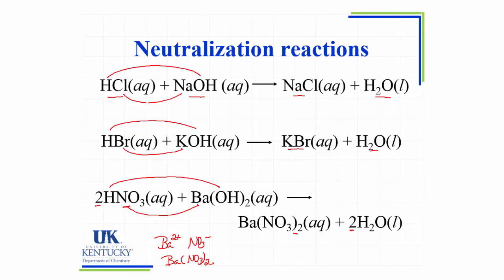For the first two examples, we didn't have to worry about that too much because we had +1 and -1 for both our cation and anion. But here we have a +2 charge on our cation and a -1 charge on the anion.